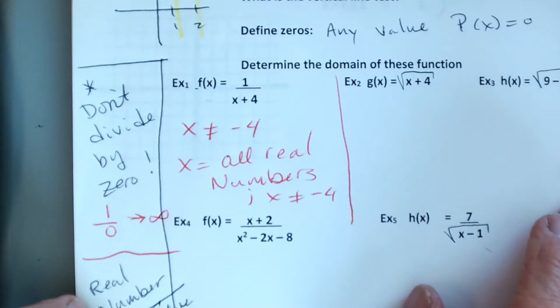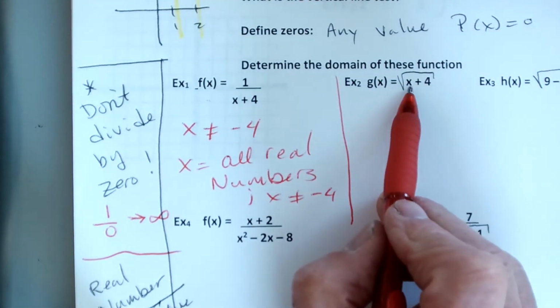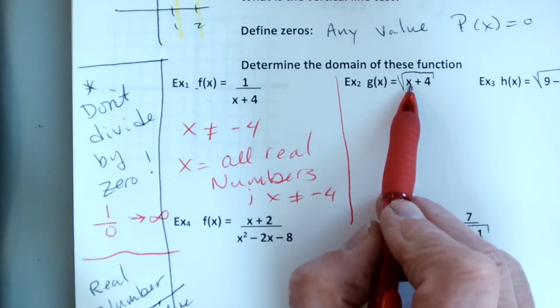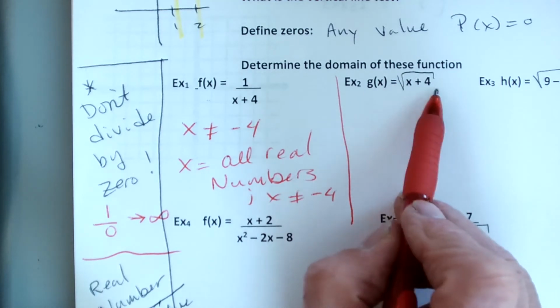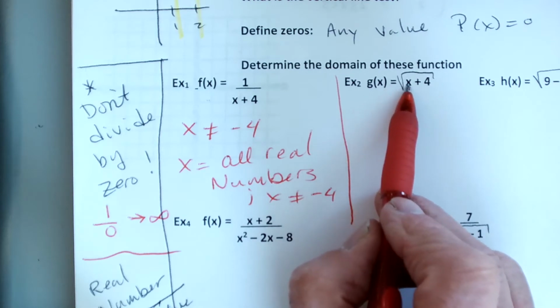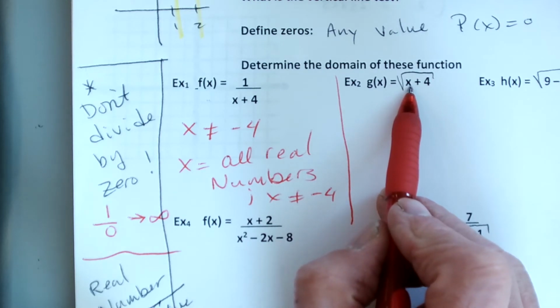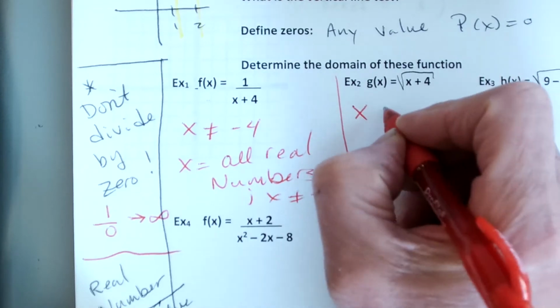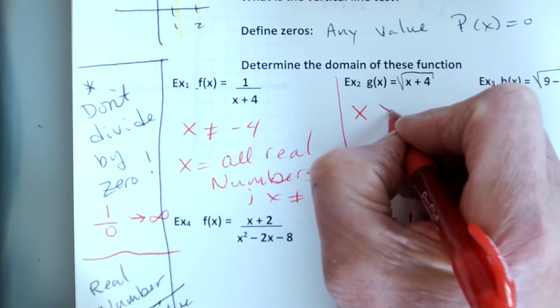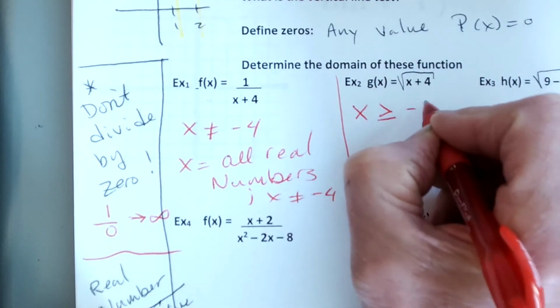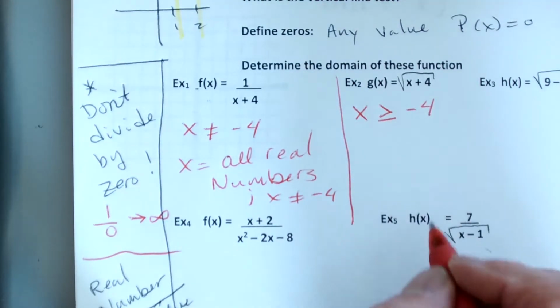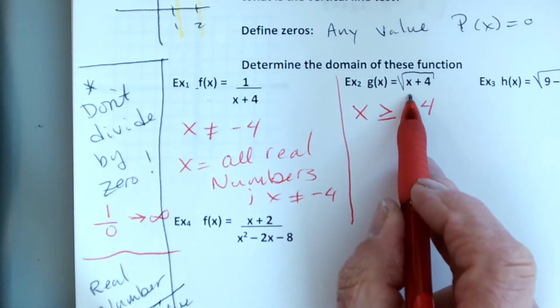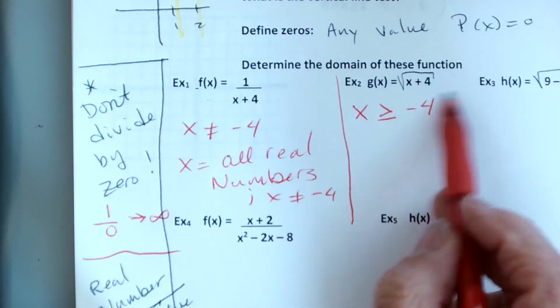Well, I do know that if x were negative 5, I'd be in trouble, correct? Negative 5 plus 4 is negative 1, and you can't take that square root. It can be negative 4. You guys agree? It can be negative 4. But it can't be like negative 4.1. So I'm going to say that x has to be greater than or equal to negative 4, okay? It can equal negative 4 because the square root of 0 is 0.